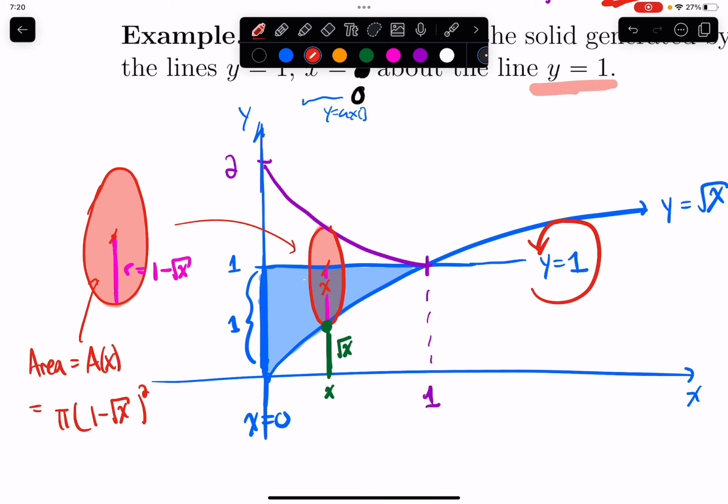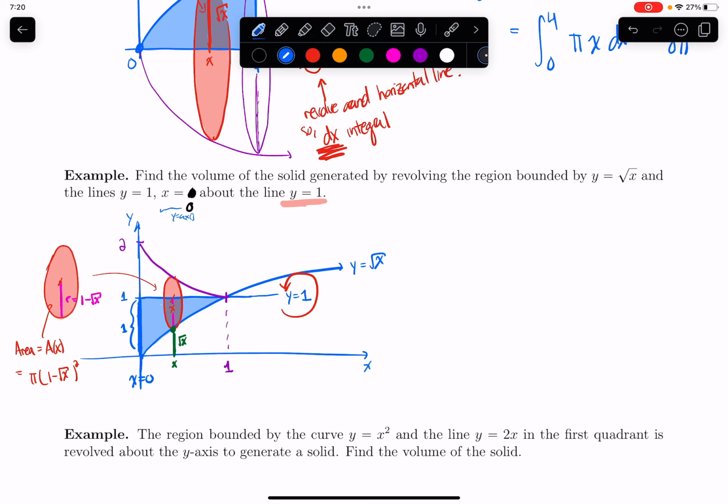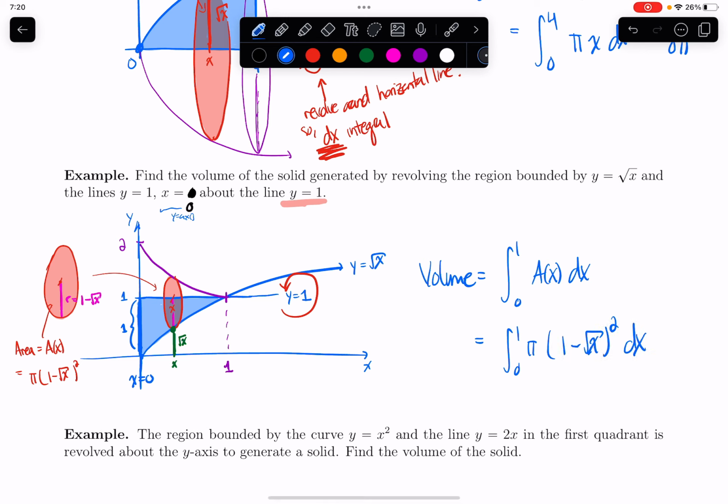So it's not actually just the function value. I really do need to draw a picture and interpret it appropriately. But once you appropriately interpret it, here I can observe that the volume in question, using the disk method, really is just the integral from 0 to 1 of A of x dx, which I see now is just the integral from 0 to 1 of pi r, which is 1 minus root x, squared dx, which is some number, but the main idea is setting it up.